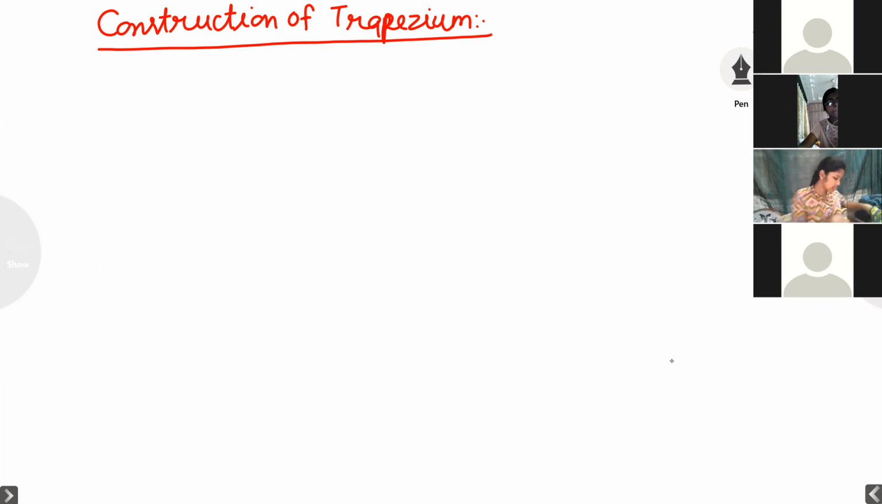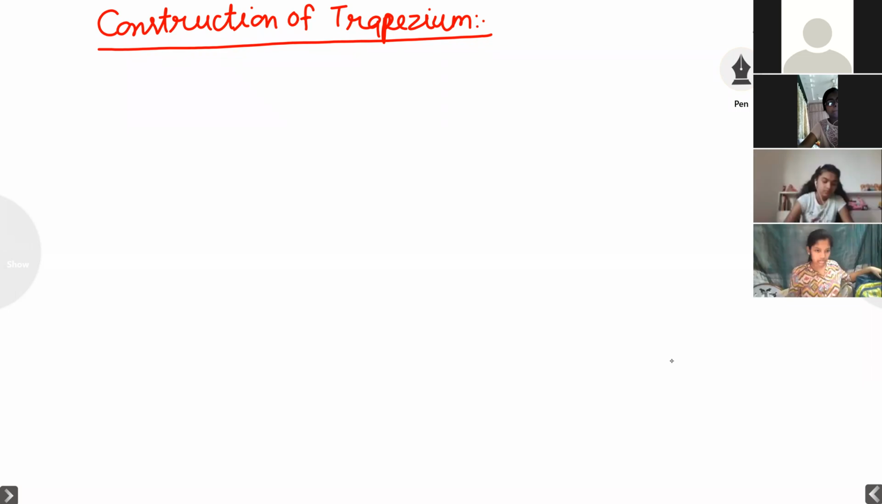Construction of trapezium. In previous class already we have learned what is trapezium. Trapezium is a quadrilateral with only one pair of parallel sides. What is property of trapezium? Adjacent angles are supplementary. Now we are going to do construction. Note down example 1.